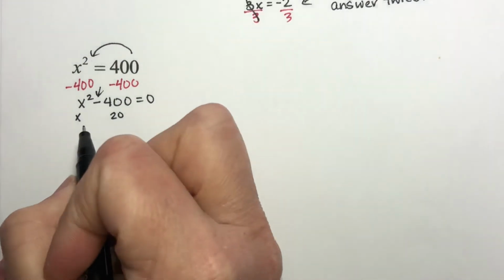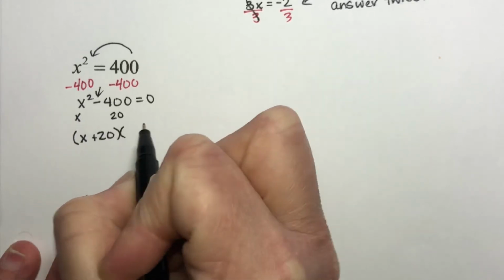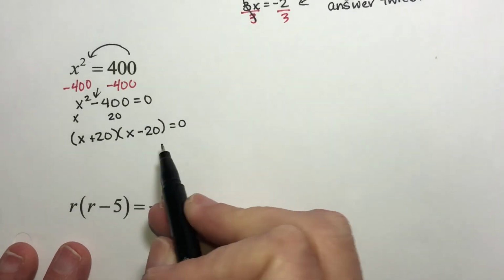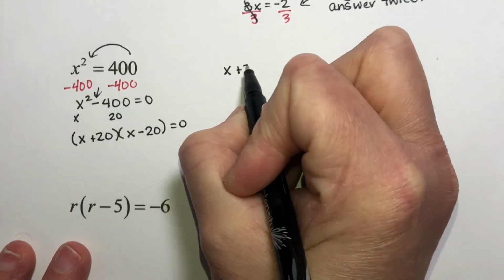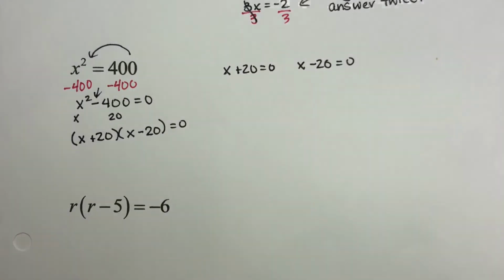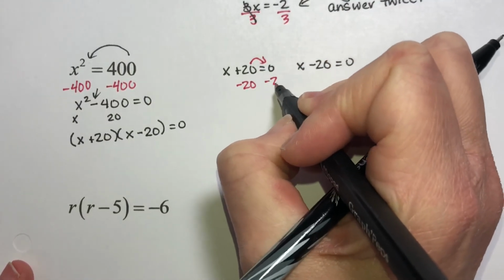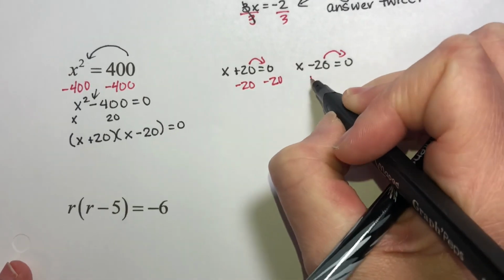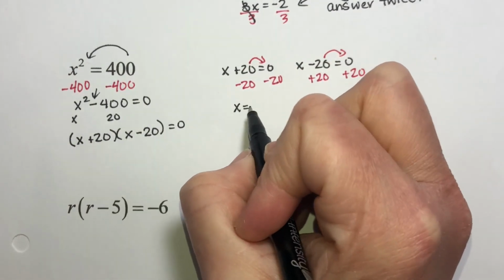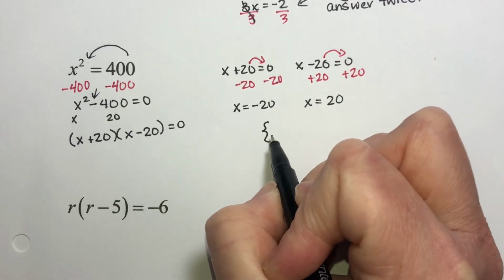When you have a difference of squares, that means it factors as x plus 20 times x minus 20 equal to 0. Now let's set each of these equal to 0 and solve these. Here I need to subtract 20 from both sides. And on this one I need to move it over there, so I'm adding 20 on both sides. So we get x equals negative 20 and x equals positive 20. Put your answers in braces.